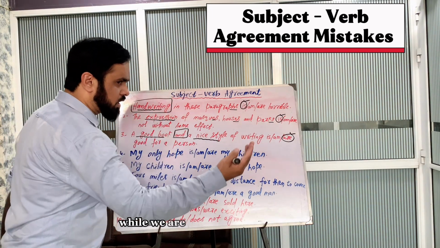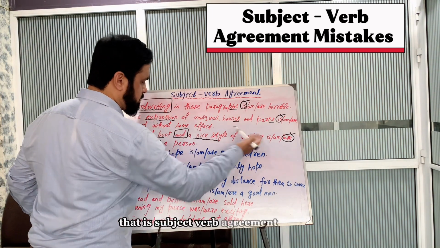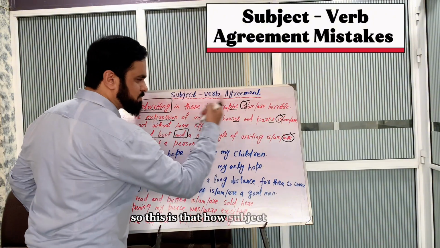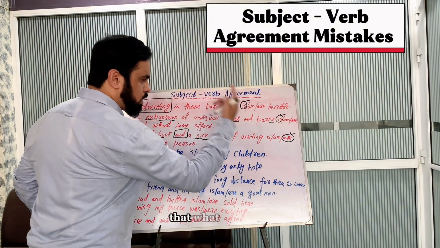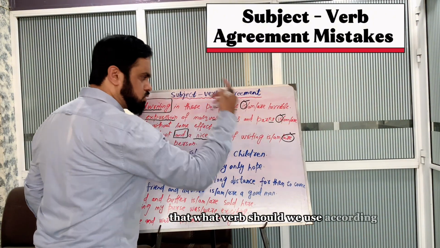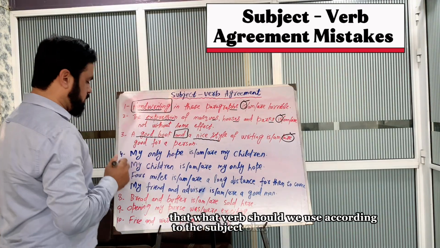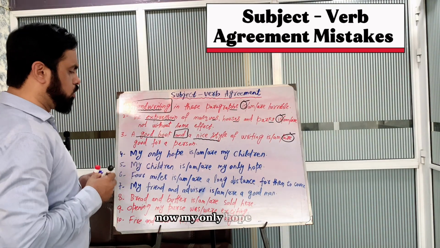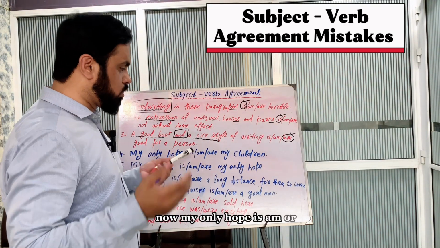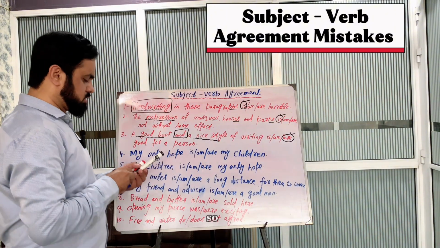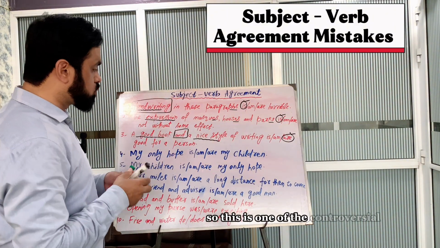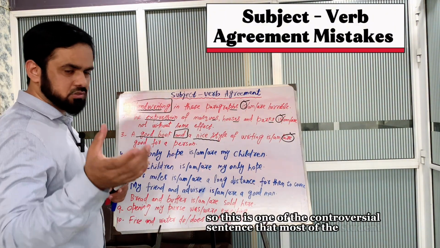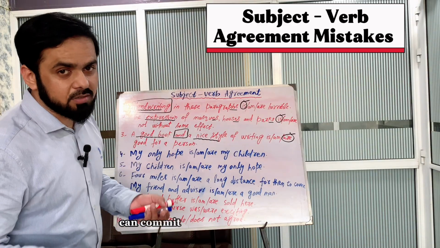So what we are having a look at is subject verb agreement. This is how subject agrees to verb, that is, what verb should be used according to the subject. Okay, now: my only hope is, an or are my children, right? So this is one of the controversial sentences where most students can commit a mistake.